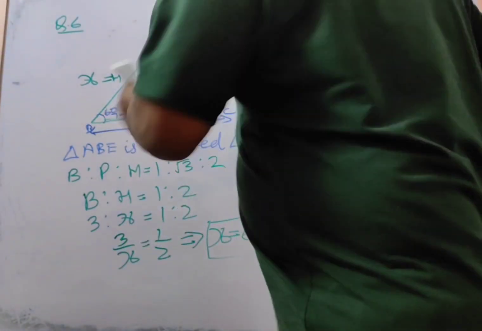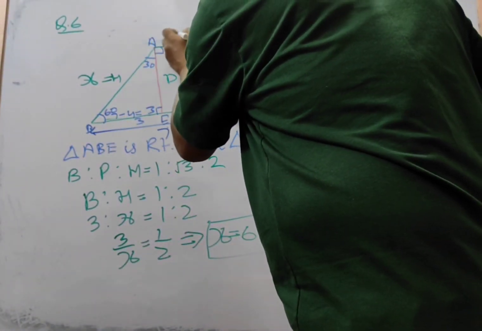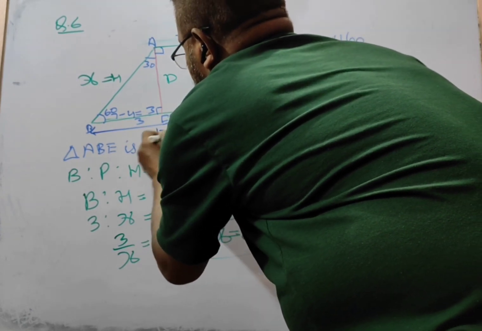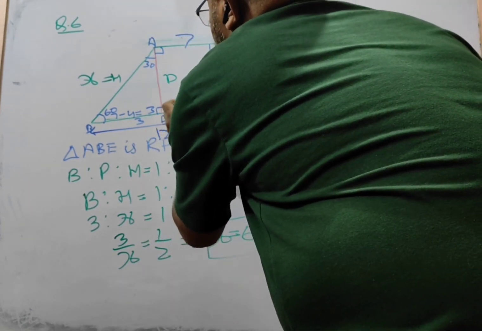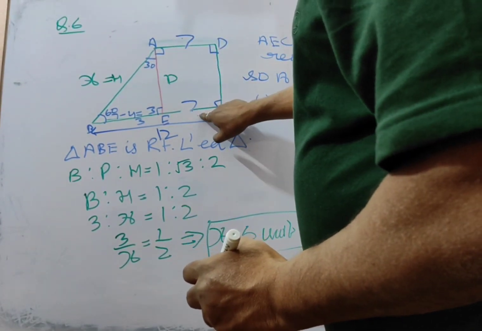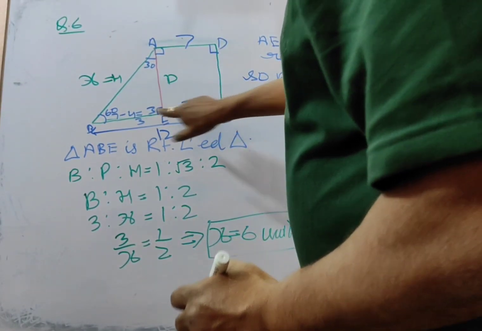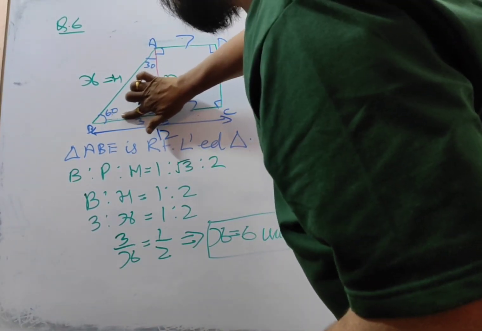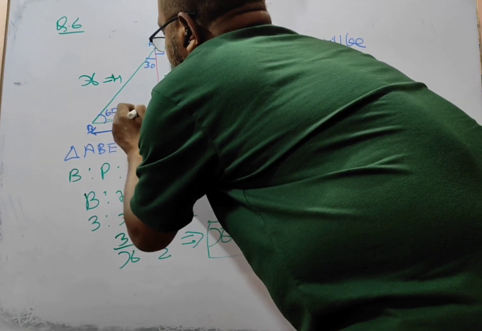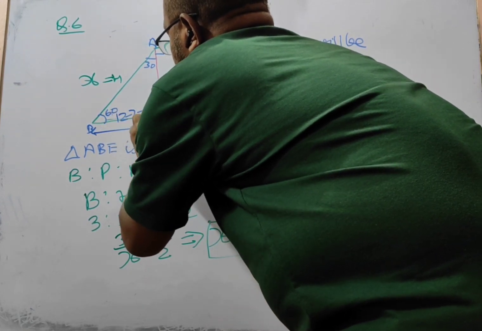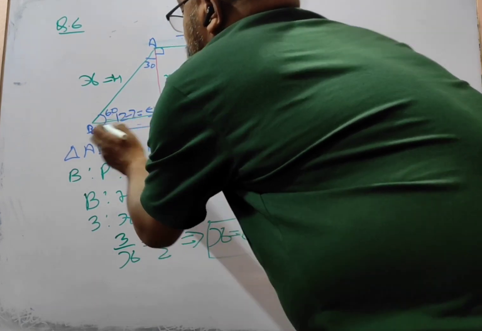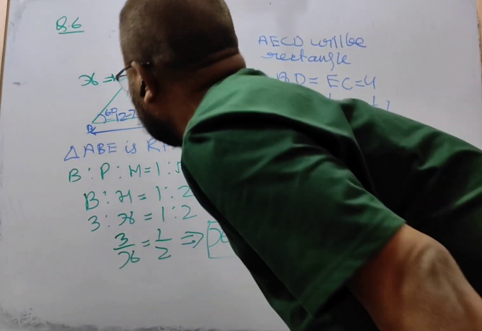If this is 7, this is 12. So this will also be 7 because it is a rectangle. So opposite sides are equal. It remains 7. So this will be 12 minus 7, which is equal to 5. So we get 5 here. So this base is 5 now, right?